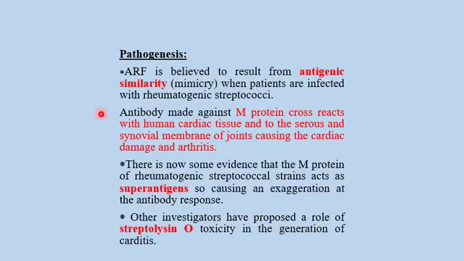دي أول نقطة. تاني حاجة, there is some evidence that the M protein اللي هو rheumatogenic ده اللي بنتكلم عليه, of rheumatogenic streptococci strain, acts as a super antigen. ففي بعض evidence in this M protein of the rheumatogenic strains have super antigenicity, so causing an exaggeration of the antibody response. The third point for the cause of rheumatic fever is other investigators have proposed a role of the streptolysin O toxicity in the generation of carditis. And we said this point in our introduction. في بداية الستربتوكوكاي احنا قلنا الستربتوليسين O لما اتكلمنا عنه at the beginning of our lecture we said it has certain cardiac damaging effect. So these 3 points are the pathogenesis of acute rheumatic fever.